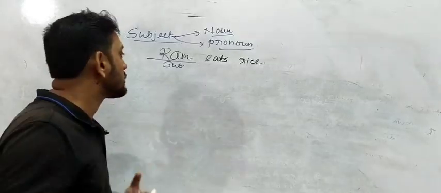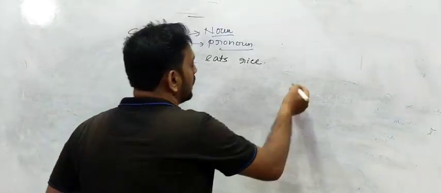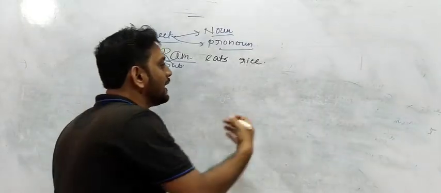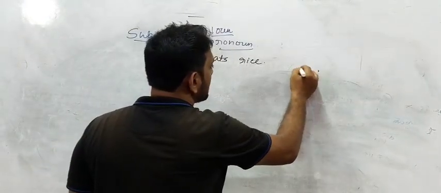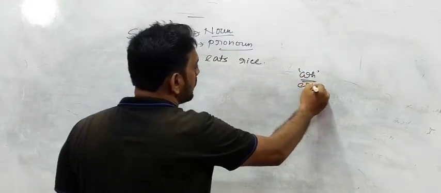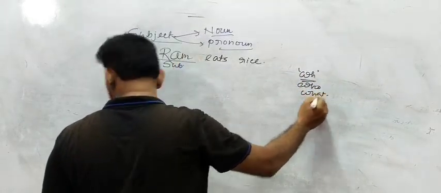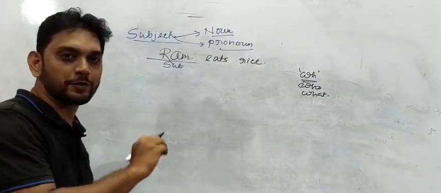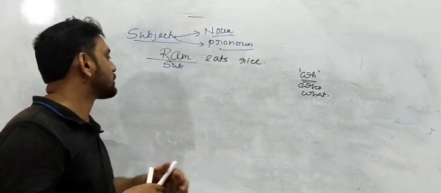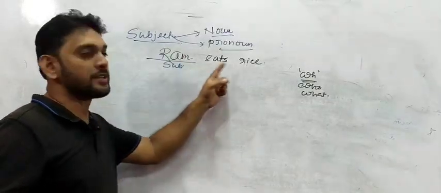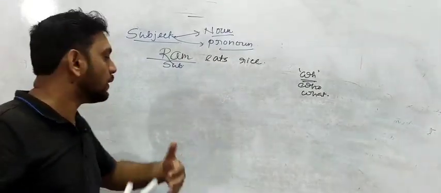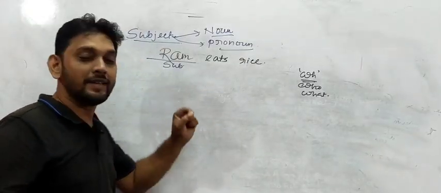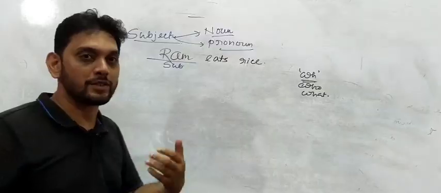Now in this sentence, who eats rice? Ram eats rice. There are various ways to find the subject in a sentence, using WH question words like who and what. Let me write them. Using the WH question words who and what, you can easily find the subject of a sentence. Now let's ask this question of the verb: who eats rice? We got the answer, Ram. So in this sentence, Ram is the subject.